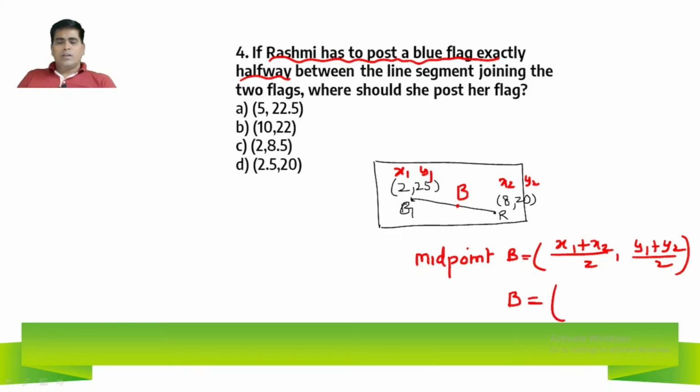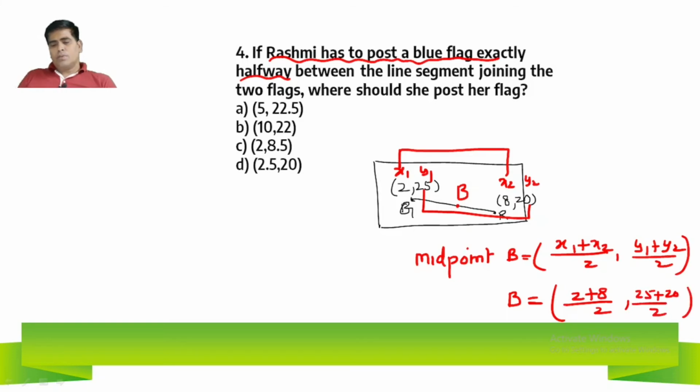So what is x1? The combination of these two: 2 plus 8 by 2, comma, 25 plus 20 by 2. If you simplify, you will get the position of the B flag. So 10 by 2 is nothing but 5 here. Then 25 plus 20 by 2, so 45 by 2. 45 by 2 is clearly 22.5.